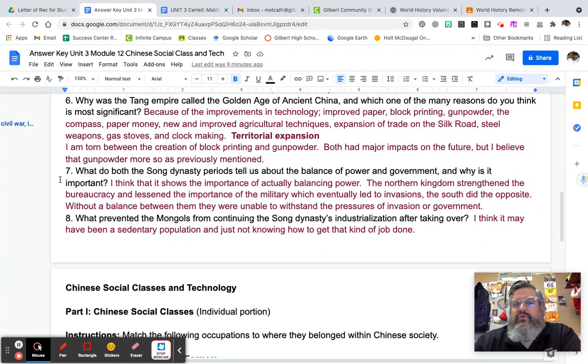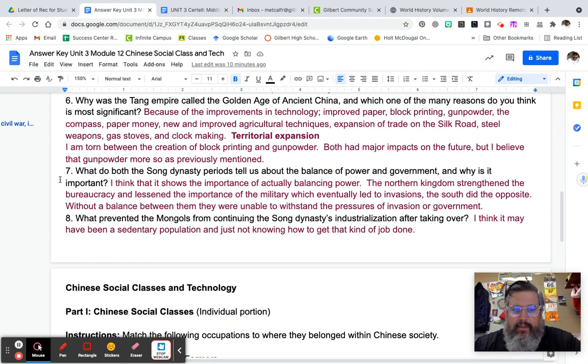I said because of the improvements in technology: improved paper, block printing, gunpowder, the compass, paper money, new and improved agricultural techniques, expansion of trade on the Silk Road, steel weapons, gas stoves, clockmaking, territorial expansion, which is going to help in all of these, right? That's why they call it the Golden Age. There was so much happening and so many improvements during this time period.